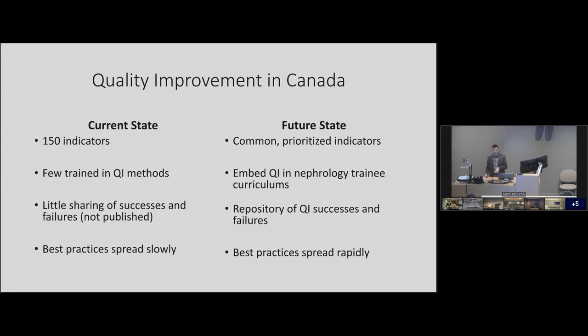indicators across provinces. We have a system where we can help and mentor academic and community sites, building upon our expertise of people who've developed advanced training in quality improvement. We can list what projects have succeeded and which ones have failed, which I know Chris Ponin is taking a lead on developing, and in that way perhaps spread practices more rapidly.